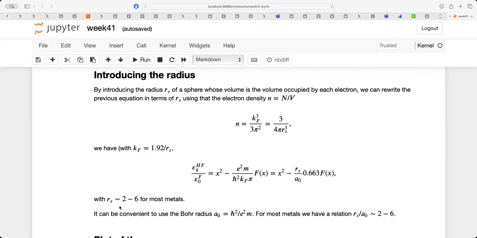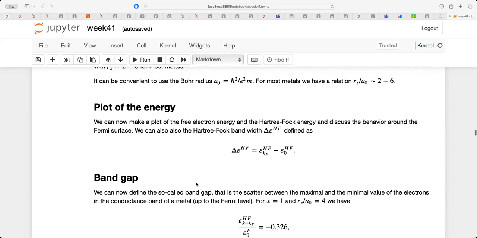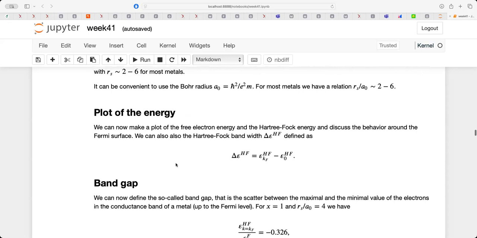And in most metals, this Rs is something like 2 to 6. And in the code which you see here, what I've done now is to define something which you will find in textbooks in condensed matter physics, and it's called the band gap. We will define it using the Hartree-Fock energies.